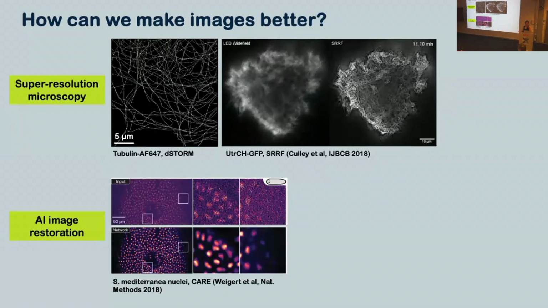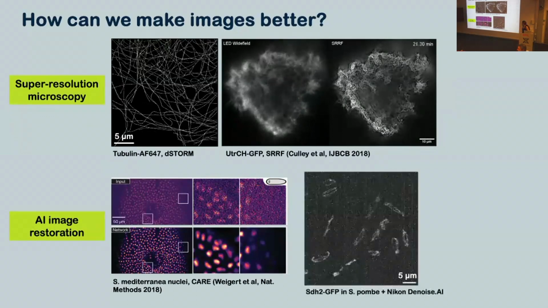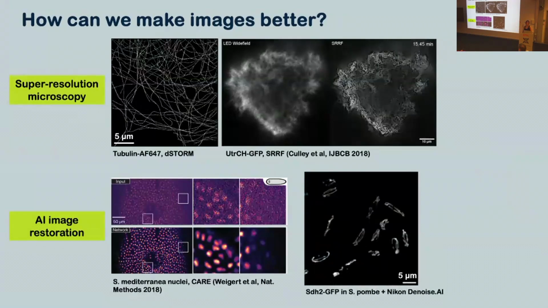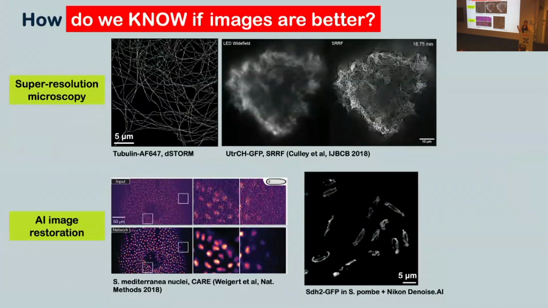And AI image restoration is also, for better or worse, coming to a microscope near you. So this is some noisy data that I acquired, and there's a magic button on the Nikon microscope called denoise.ai, and it denoise.ai's your data. So we can make our images better. We can improve the resolution, we can improve the noise characteristics. But how do we know if these images are better?